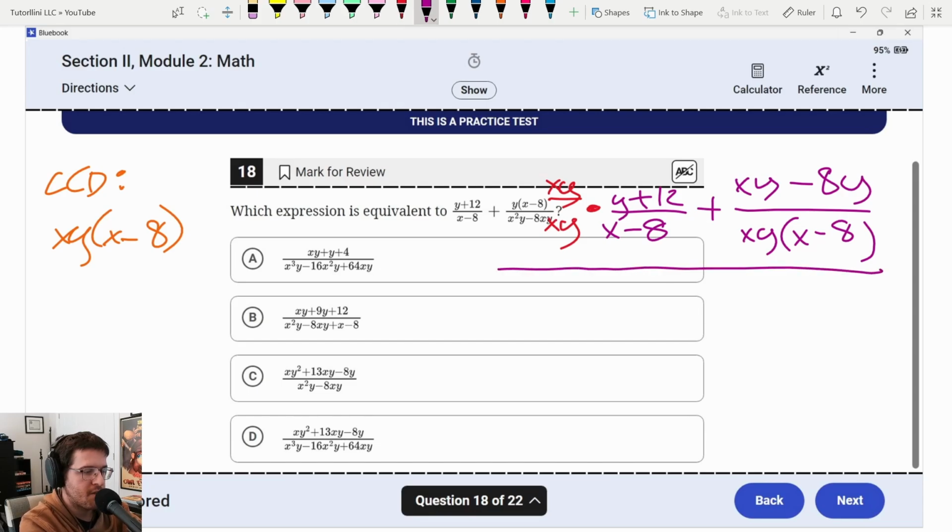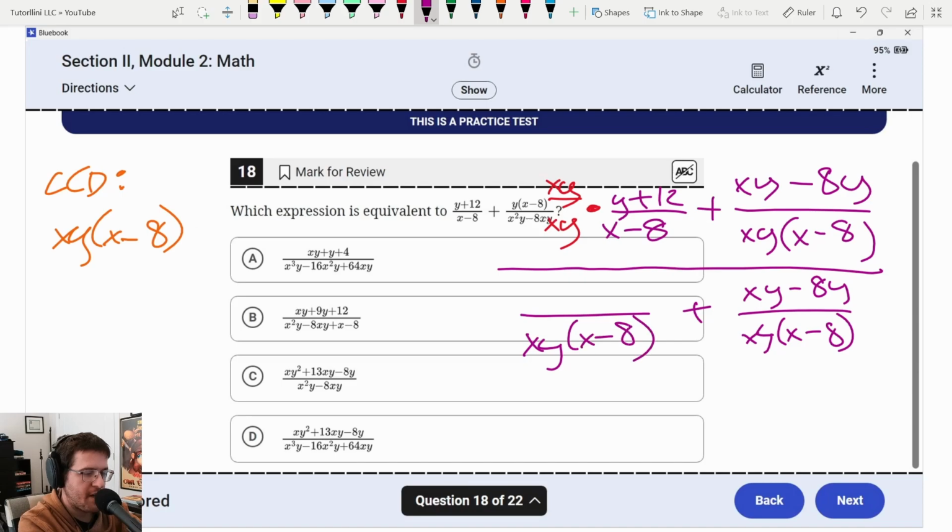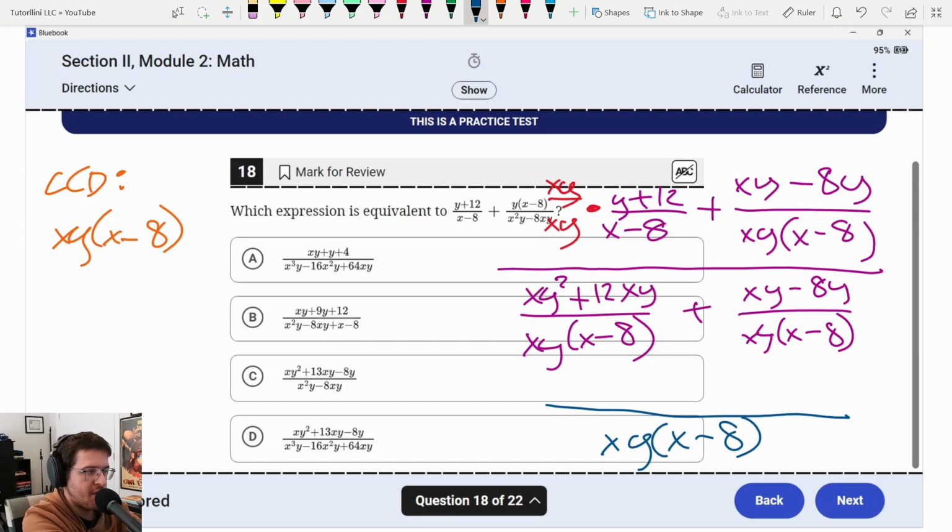So let's see, we get, this one just stays the same, xy, x minus 8, xy minus 8y. And now we're going to do plus xy times x minus 8. Keep those guys factored for now. Xy times y plus 12. So that's xy squared plus 12xy. Okay, now we got the same denominator. We can combine them. So the denominator stays the same. And this is addition, so I don't need to worry about doing any changes with the sign. That's good. And let's see, we're going to combine them.